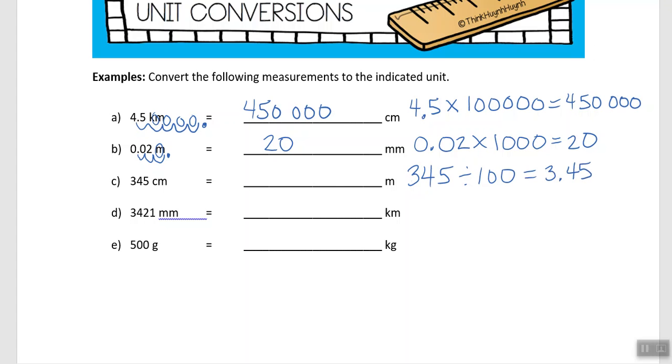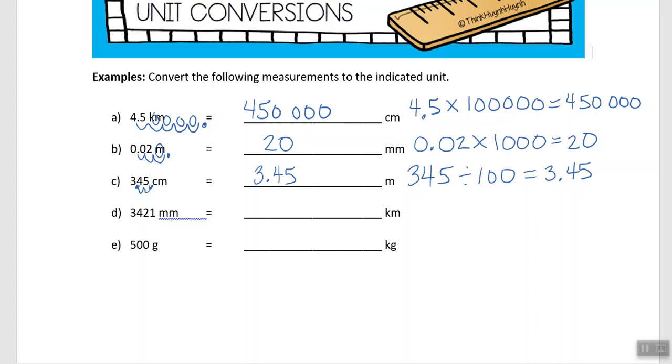3.45. I can get that same answer if I move the decimal place. If there's no decimal place showing in your question, it's assumed that it's at the very end of that number. So originally it's after the 5. When I move it to the left 2 spots, it becomes right in between the 3 and 4. So my answer is 3.45 meters. So 345 centimeters is the same as 3.45 meters.